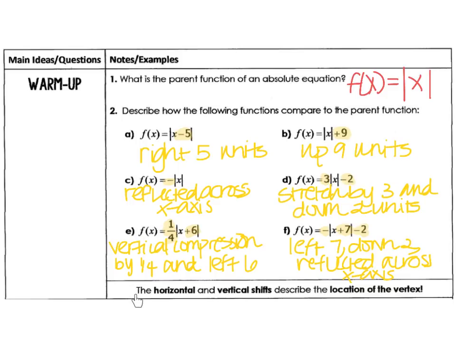So a quick summary is the horizontal and vertical shifts describe the location of the vertex. So all of our horizontal and vertical shifts, horizontal would be on the inside of the absolute value bars, vertical would be on the outside. So these tell us what happens to our vertex. All right, when we're reflecting it or we're stretching it or we have a compression, that doesn't really affect the vertex. That affects the entire graph.